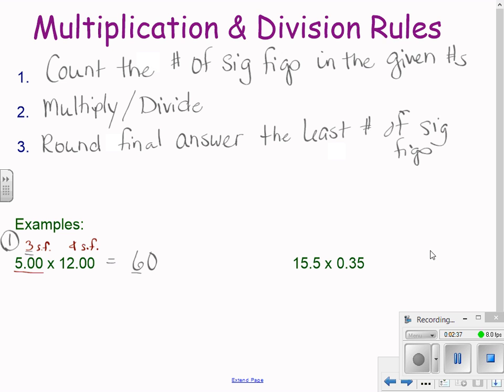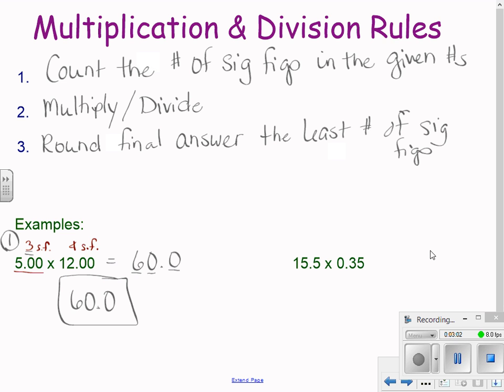It only has 1. So if I add a decimal point, I now have 2 Sig Figs. To add a third Sig Fig, I can add another 0. 60.00 now has 3 Sig Figs. You can always add zeros if you don't have enough Sig Figs. You just need to make sure that your decimal point's there.